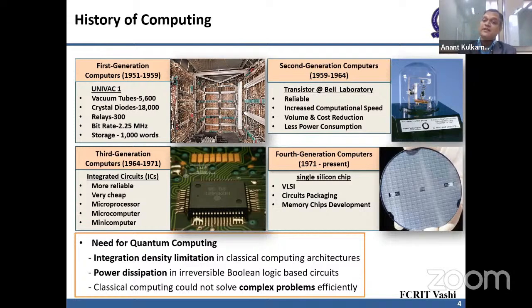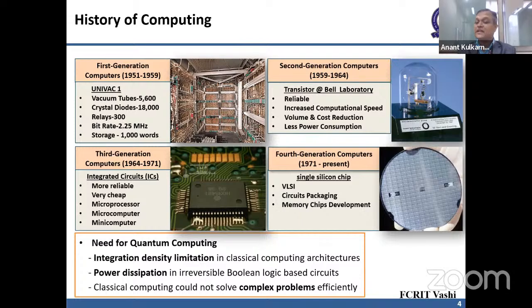Again, we moved from the second generation to the third generation. What was the interesting thing about the third generation? Integrated circuits, circuits on a chip, called ICs. It started in 1964 and ended in 1971, before the fourth generation started.